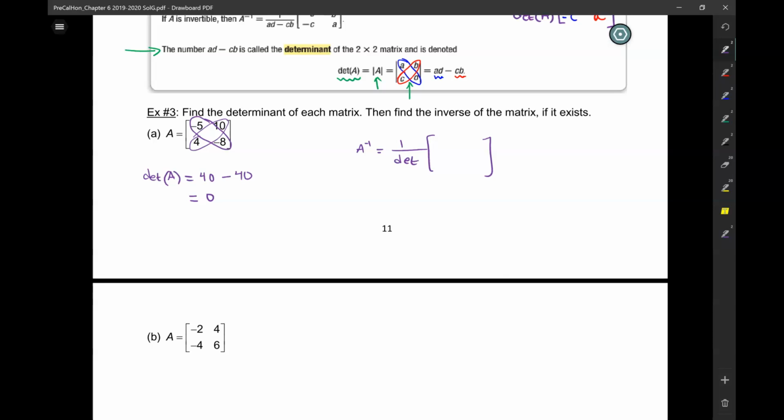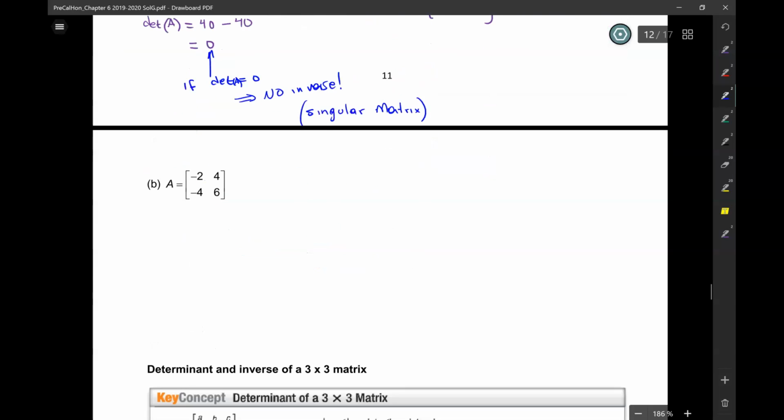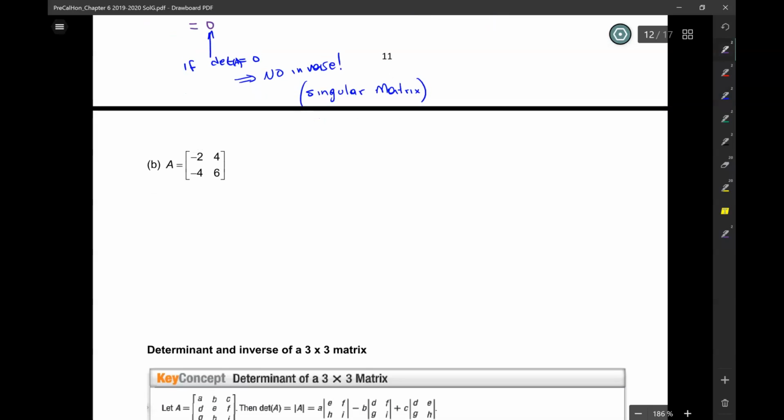And can we do 1 over 0? No. So what does that mean? When the determinant is 0, there is no inverse. There is a word for that if you're on Jeopardy ever. It's called a singular matrix. A singular matrix has no inverse. Okay, now let's do one that does have an inverse. This one.